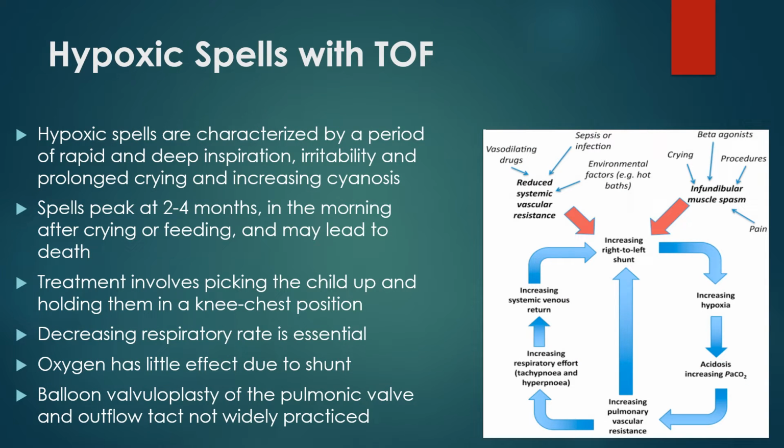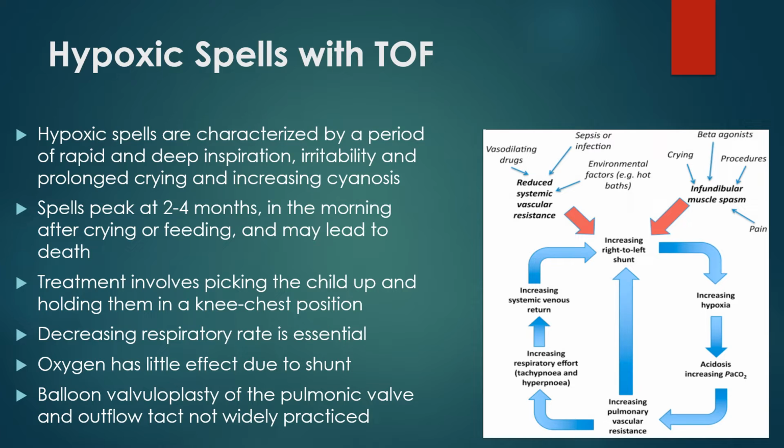So we've all heard about TET spells, or hypoxic spells, characterized by a period of rapid and deep inspiration, irritability, and prolonged crying, which is going to increase your pulmonary vascular resistance and increase your cyanosis. The spells peak at about 2 to 4 months and can actually lead to death. Treatment involves picking the child up and holding them in a knee-chest position. And you see a lot of older TET babies squatting. It's going to compress your femoral arteries and increase your SVR and have more blood going left to right than right to left, which is the easiest way of thinking of that.